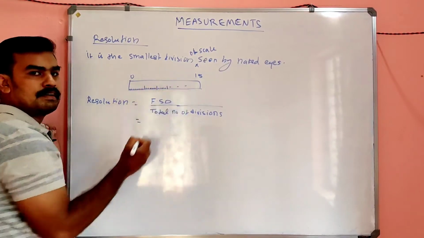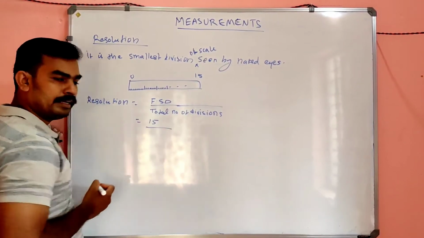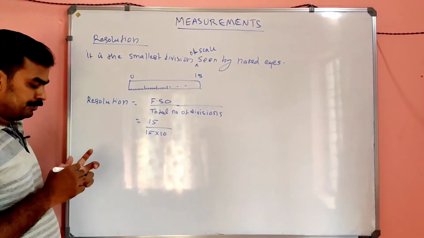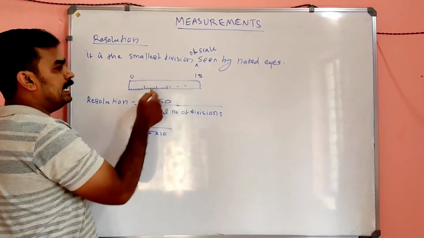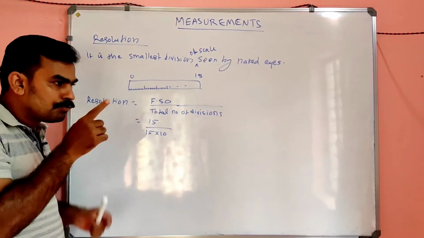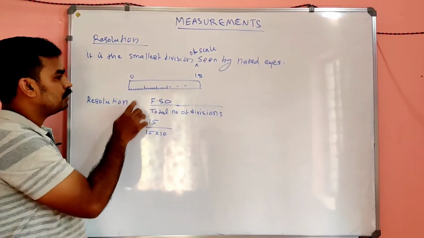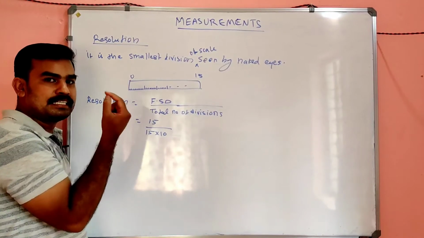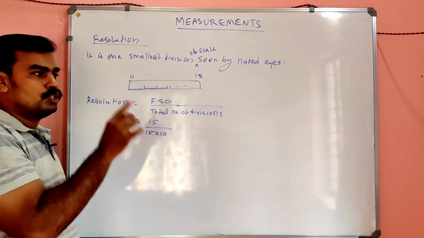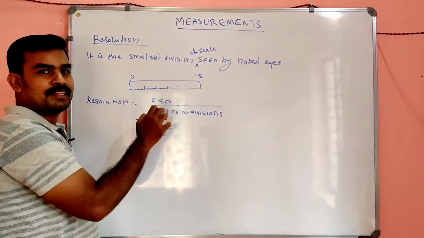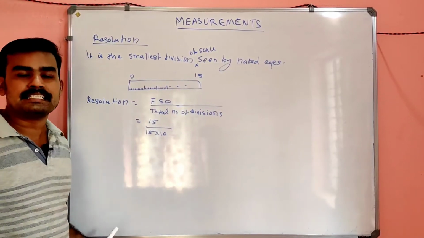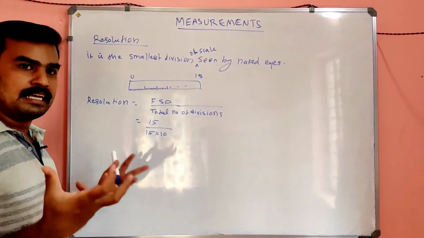Full scale deflection here is what? 15 centimeter. So 15 divided by the total number of divisions, which will be 15 into 10. Am I correct? Each centimeter consists of 10 smallest divisions. So the smallest division you can see is 0.1, which is equal to 1 millimeter. You can see 1 millimeter by your naked eyes. It is the smallest division of the scale seen by our eyes, and it is called the resolution.